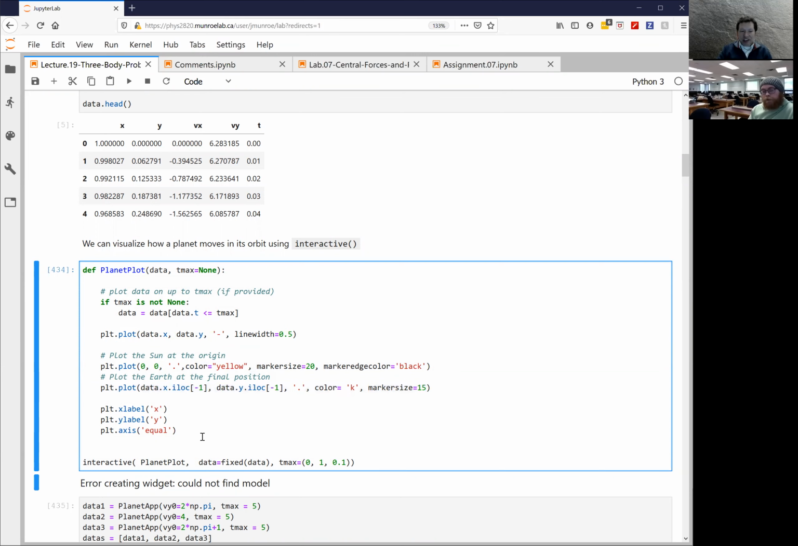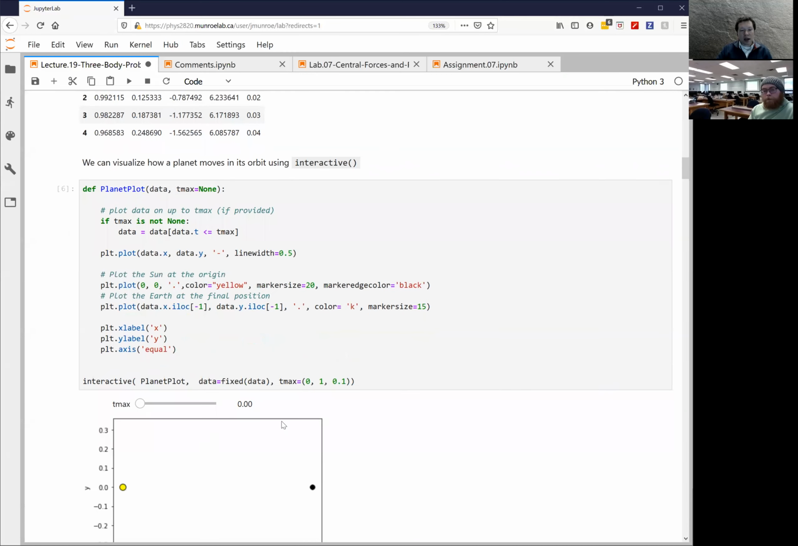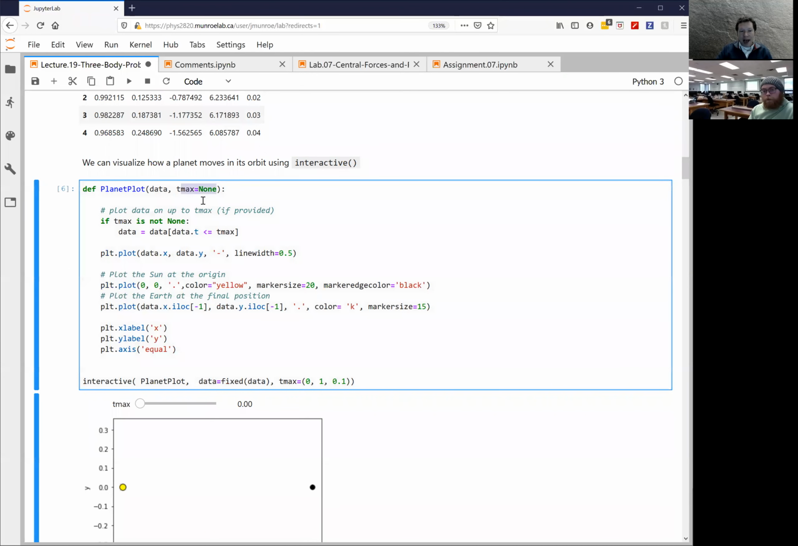We can make this interactive by having an optional parameter t max that says plot this data only up to whatever we're going to call the maximum t, which might be less than the total length of the simulation. The way that I'm doing that is I'm saying if you provide an optional argument t max, you actually give it something. If the t max is not none, then crop your data, basically slice it off, only consider the parts that are actually less than t max, and then do the rest.